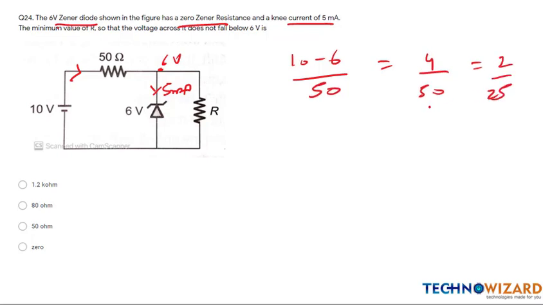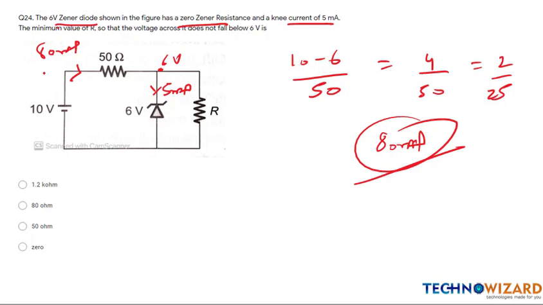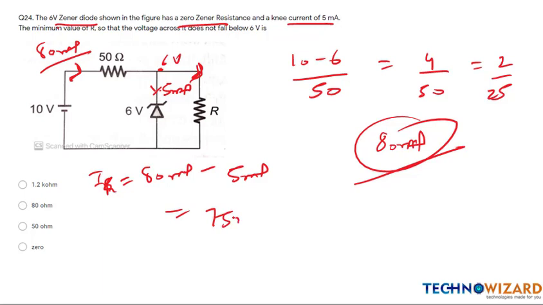Now you will get around 80 milliampere here. Now 80 milliampere is flowing here. Then how much current will flow in this branch? 80 milliampere minus the IR branch current, 80 milliampere minus 5 milliampere, which is equal to 75 milliampere. This is to satisfy KCL, that is Kirchhoff's current law. Therefore, the current in the R resistance branch is 75 milliampere.